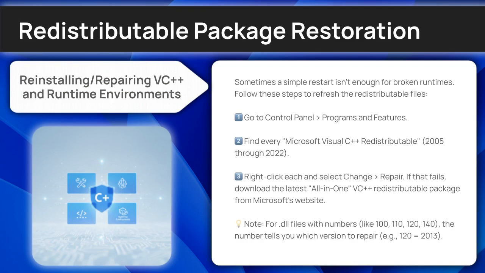First, go to Control Panel, then select Programs and Features. Second, find every Microsoft Visual C++ Redistributable 2005 through 2022. Third, right-click each and select Change, then select Repair. If that fails, download the latest all-in-one VC++ Redistributable package from Microsoft's website.